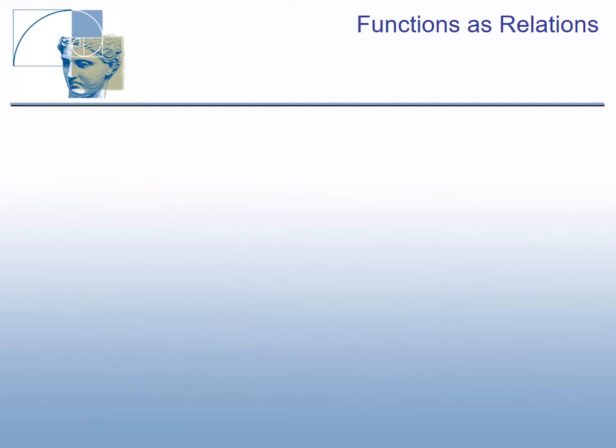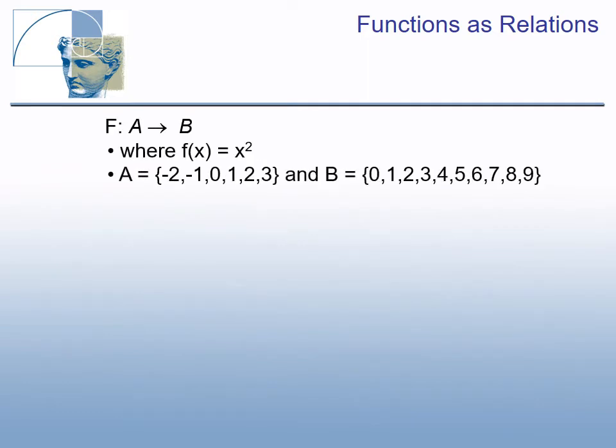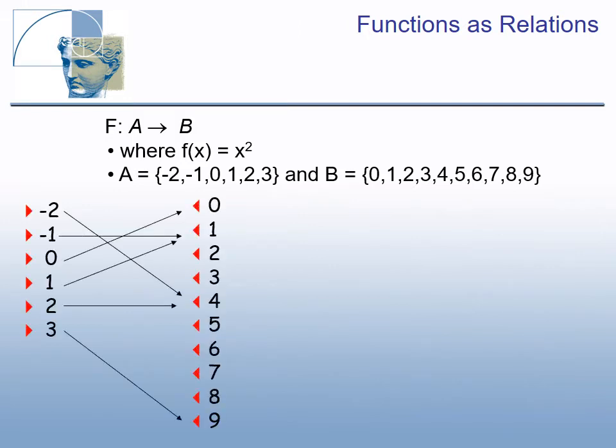Let's consider an example of a function f(x) = x squared and two sets A and B. On the bipartite directed graph, the mapping from A to B looks as shown on this slide. So the relation R will be the following set.